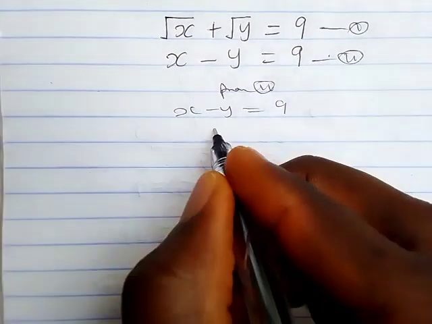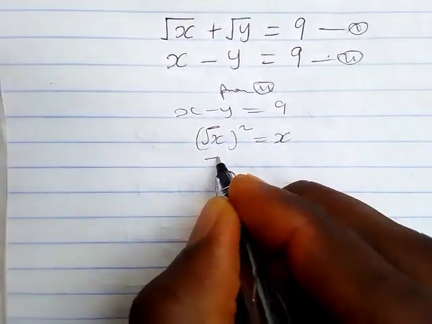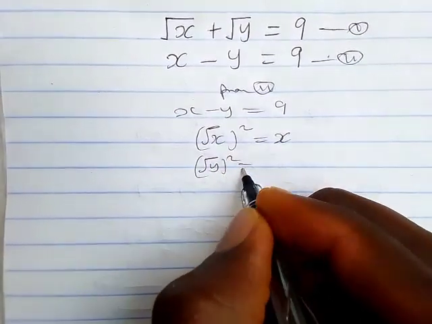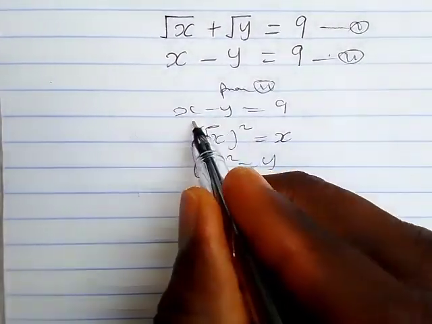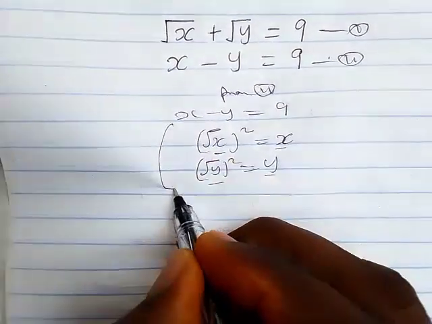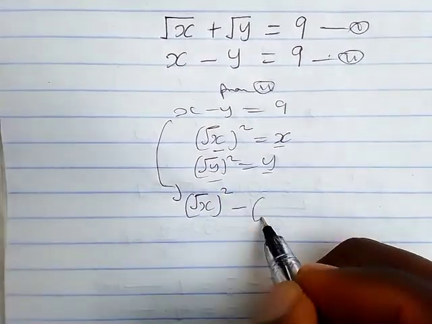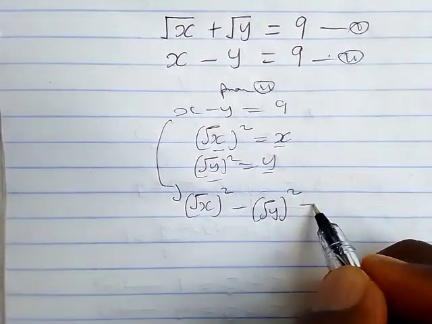But note that square root of x all squared is the same thing as x, and square root of y all squared is the same thing as y. So we are going to replace x with square root of x all squared, and likewise for y. So we're going to have square root of x all squared minus square root of y all squared equals what?